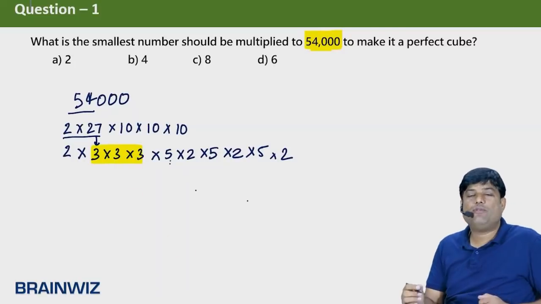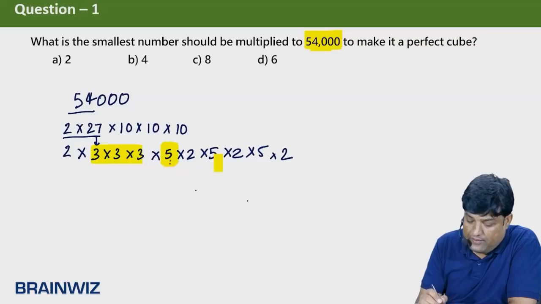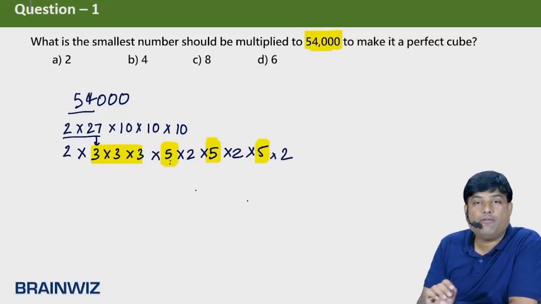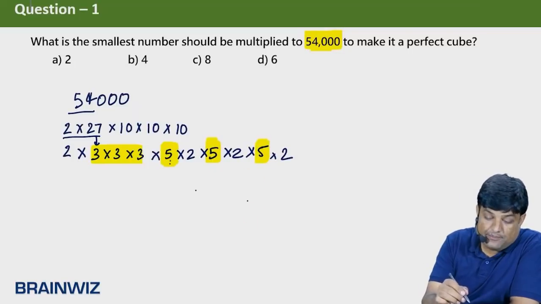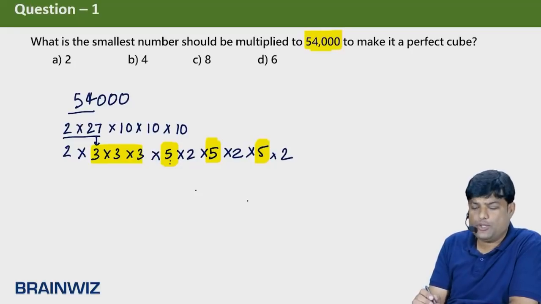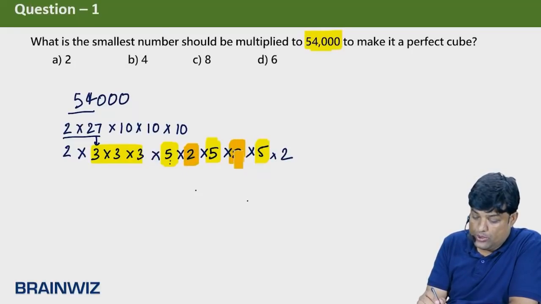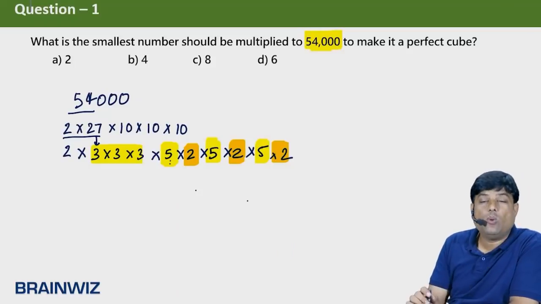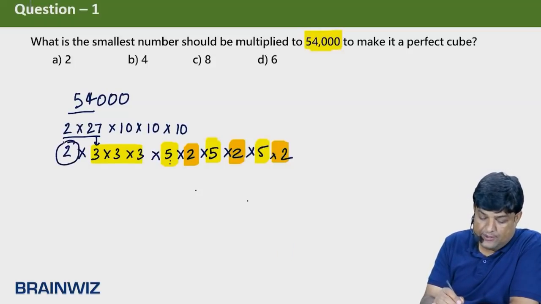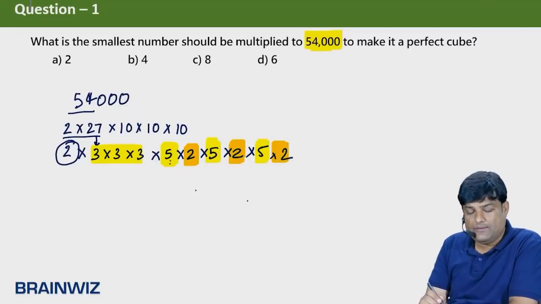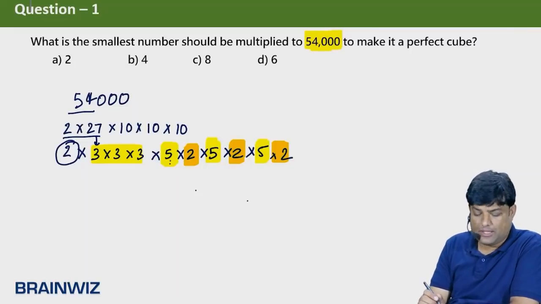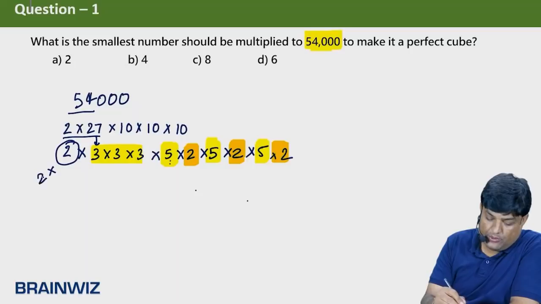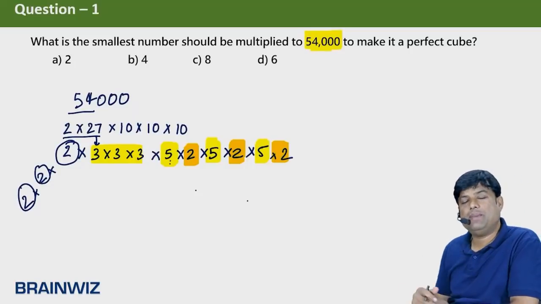Now let me hunt for 5's. Here we have got one 5, and one 5, and one 5. The 5's are also satisfied. Now, let's see the 2's. 2 into 2 into 2. So the 2's are also matching. Only one number is missing, that is this 2. Even for this 2 to form a triplet, we can add 2 into 2. Now when you multiply two 2's, it will be perfectly matching.